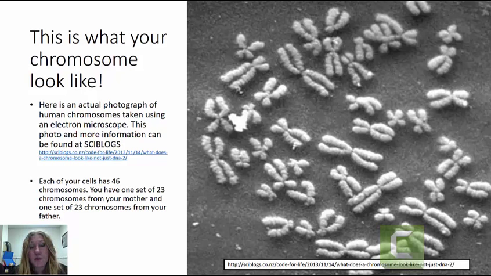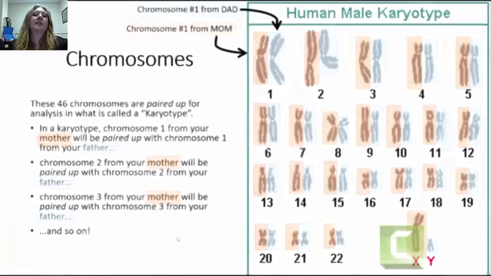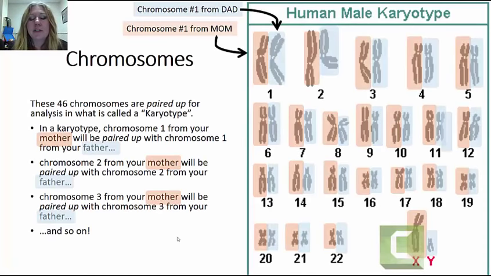Now, each of your cells has 46 chromosomes, 23 from your mom and 23 from your dad. Now, chromosomes are kind of cool. We can actually do certain things with them. Now, remember, most of the time your DNA is not in this condensed chromosomal form, but it is kind of cool to look at because remember, we can't really see DNA when it's not in its condensed form. So, this is what the chromosomes look like.